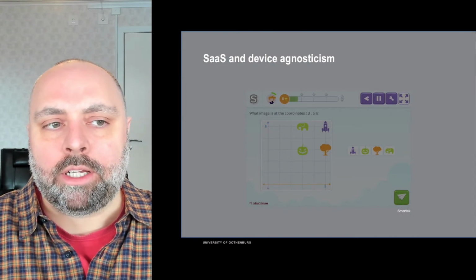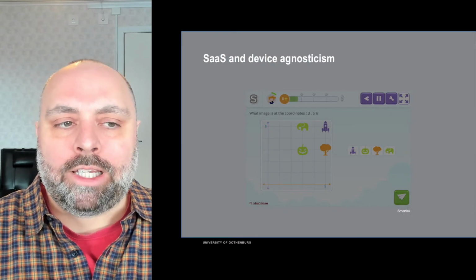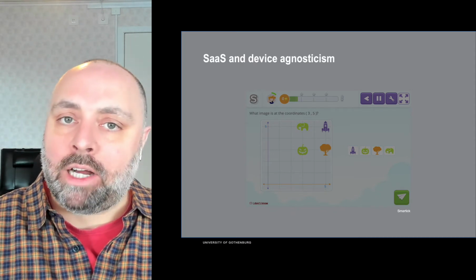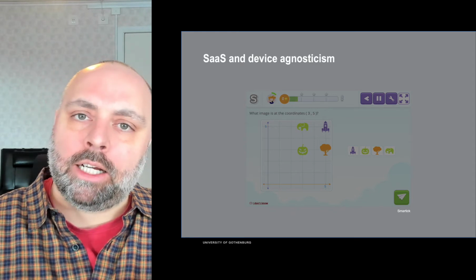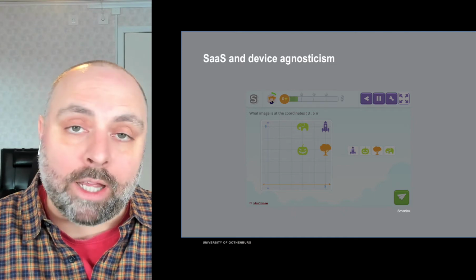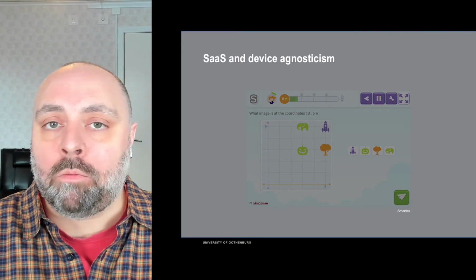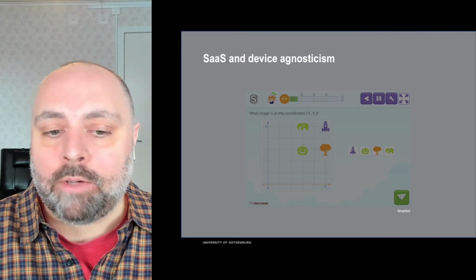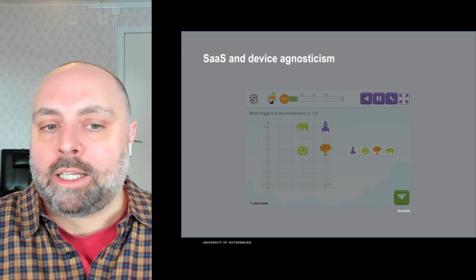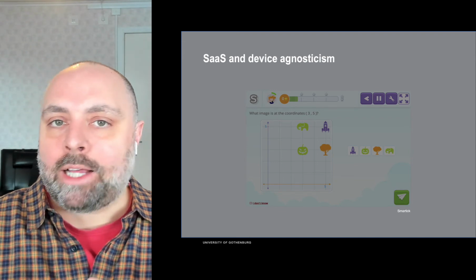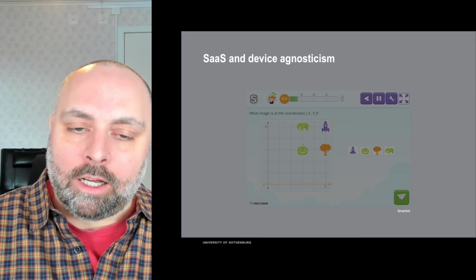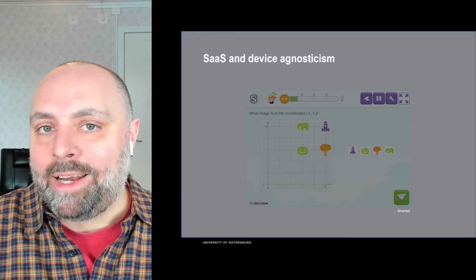Another thing that's happened recently is so-called SaaS, or software as a service, and with that, device agnosticism. And that's the idea that a lot of the services that we use, the software that we use, doesn't care what we're using to access it. So it doesn't care if we're using a computer or a tablet or a mobile phone. It doesn't care what kind of computer we have. We access it through a similar browser on all of these different devices. So the hardware has actually become less important.